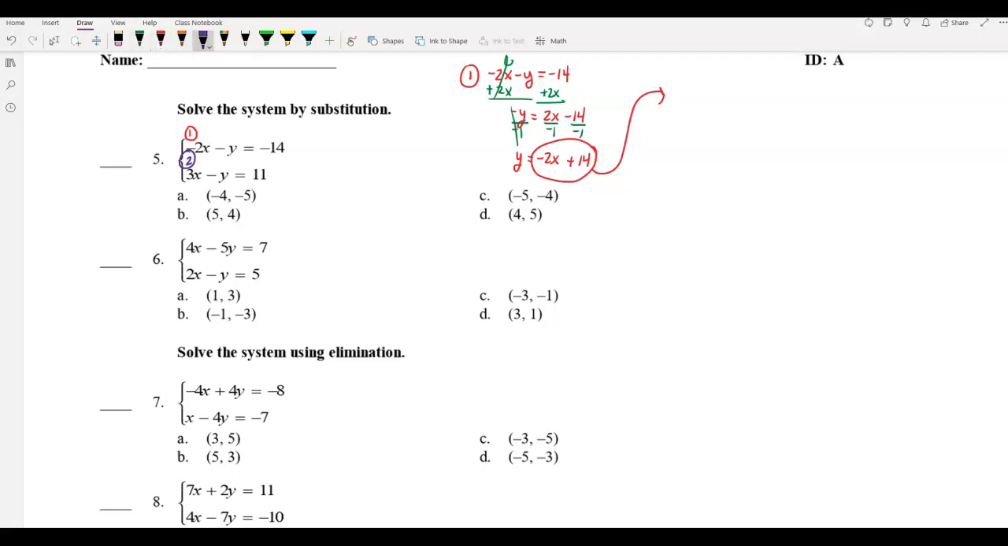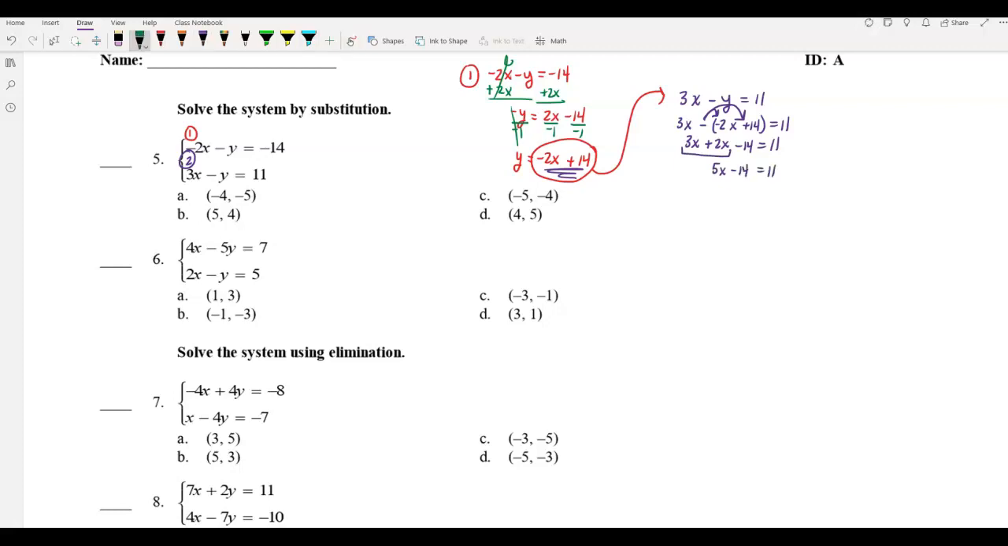Equation 2 says 3x minus y equals 11. But I know that y equals negative 2x plus 14. So we go 3x minus negative 2x plus 14 equals 11. Now I have to do my math. I have to distribute that negative. I get 3x plus 2x minus 14 equals 11. Combine like terms, I get 5x minus 14 equals 11.